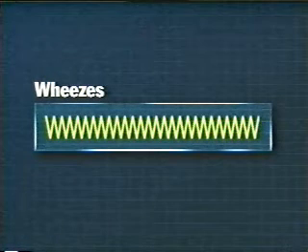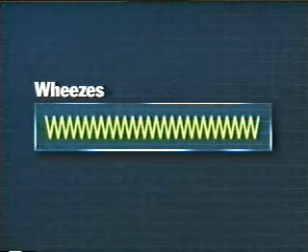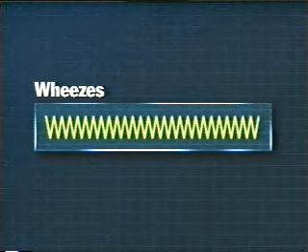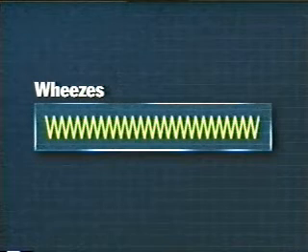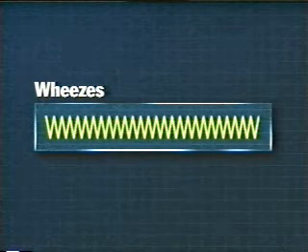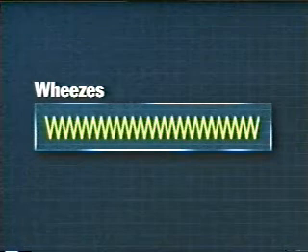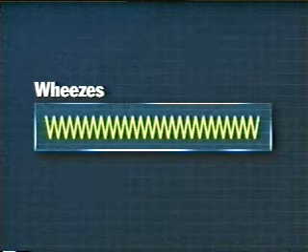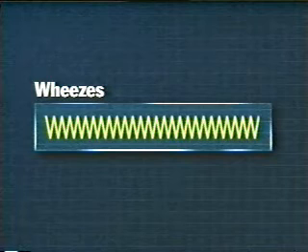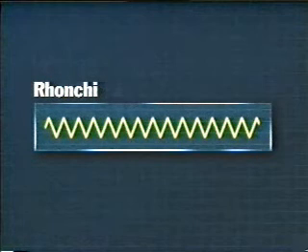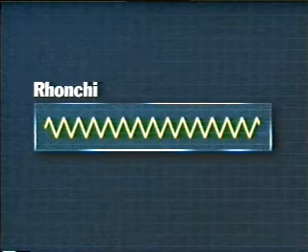Compared to crackles, wheezes and rhonchi last much longer and sound more musical. Wheezes are relatively high-pitched and have a hissing or shrill quality. Rhonchi have a lower-pitched, snoring quality.